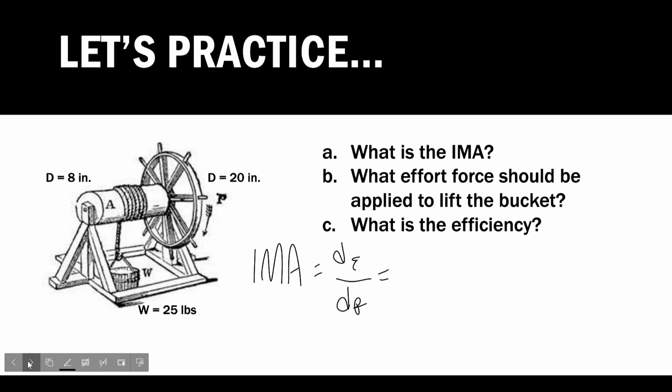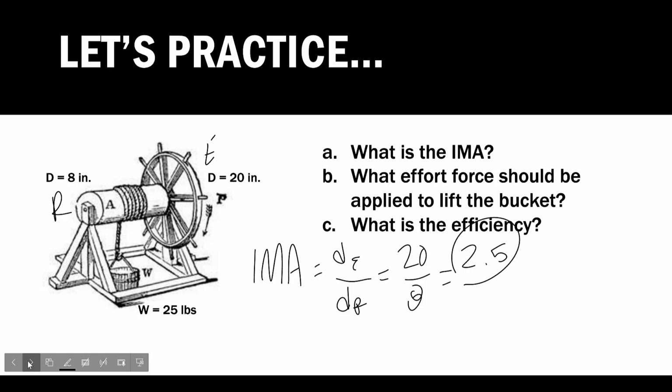That is, let's think about this. The bucket is being lifted, right, by the axle. The axle is being turned by that handle. So the big wheel is the effort, and the axle in this case is the resistance. So I'm going to do 20 divided by 8, again, sorry for my sloppiness, 20 divided by 8 is 2.5. So my ideal mechanical advantage is 2.5.